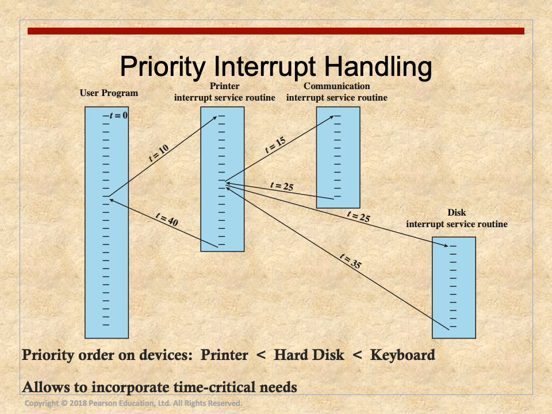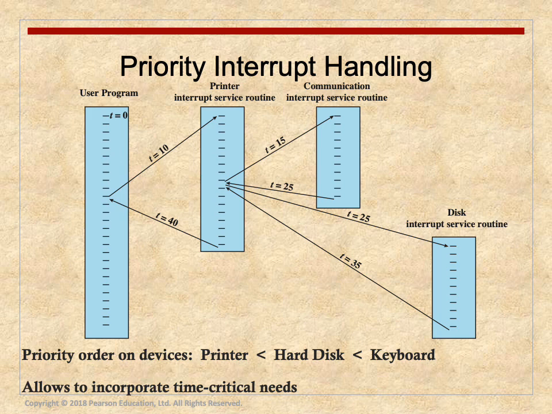Now we have two active interrupt service routines, one for the disk and one for the printer. Since the disk has a higher priority than the printer, the disk interrupt service routine will be executed next. It terminates at time step 35, and only then the printer interrupt service routine will be resumed. It runs to completion, which happens at time step 40, and now that all interrupts have been handled, the processor will continue with the user program.